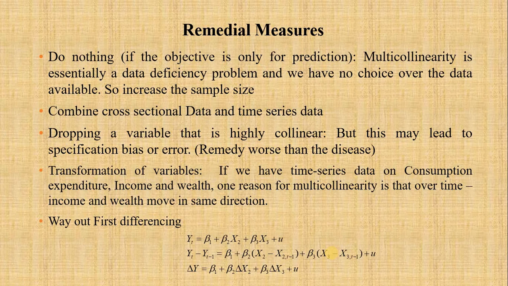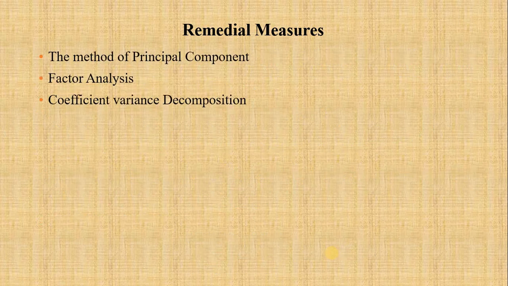So it will be change in Yt is equal to beta 1 plus beta 2 change in X2t plus beta 3 change in X3t plus u. So here we are taking the changes between the current values and previous values. And if you take the values like this, then we can remove the multicollinearity problem up to a certain extent.